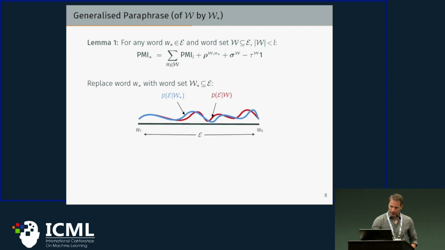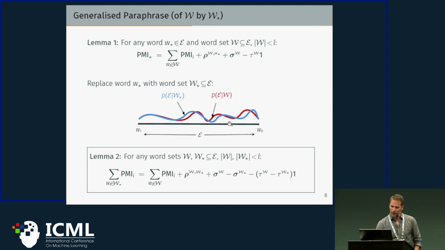But what we can now do is generalize this and replace W star, a single word, by another word set. So we're considering that one word set paraphrasing another word set. And it's simply the same sort of intuition. We say one word set paraphrases another word set if the distribution of words seen around those word sets when they appear together are similar.